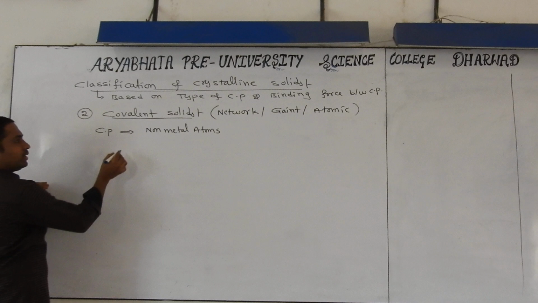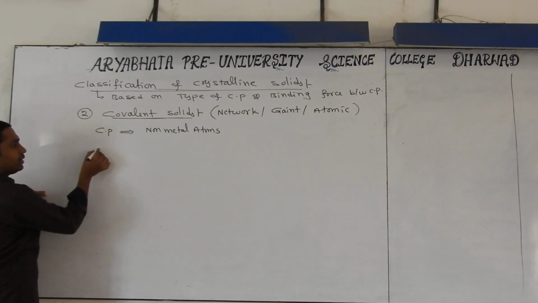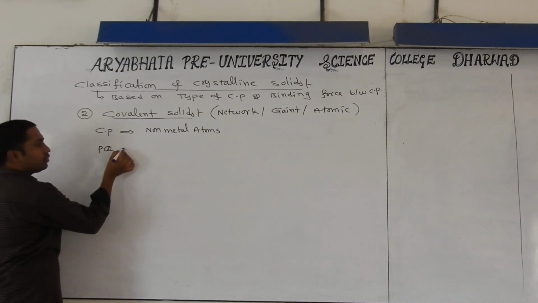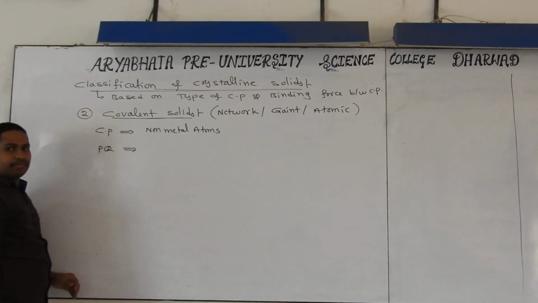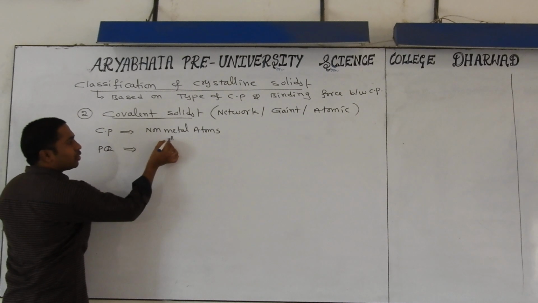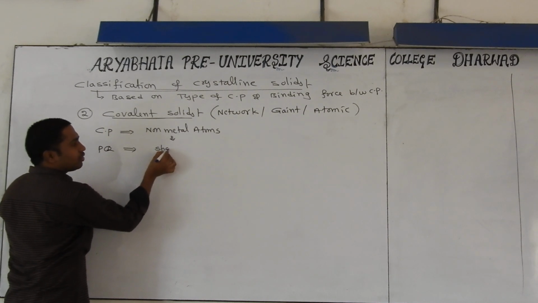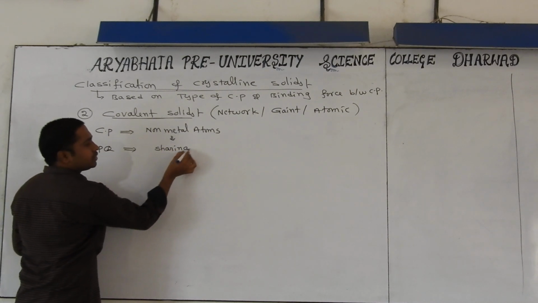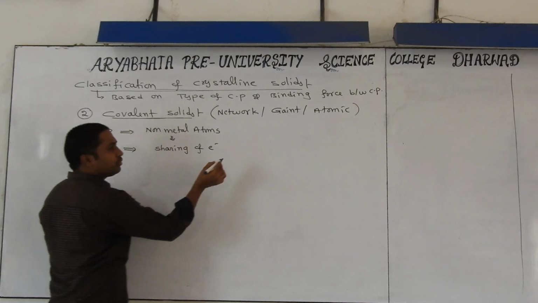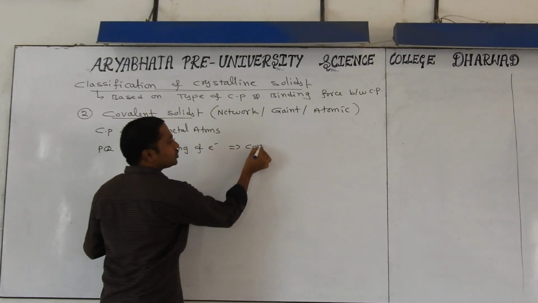Okay, you know very well. For example, if you take PQ as the covalent solid, you take P and Q as non-metal atoms. Between the non-metal atoms, what possibility will be there? Sharing of electrons. Sharing of electrons means which bond are we getting? Covalent bonds we are getting.